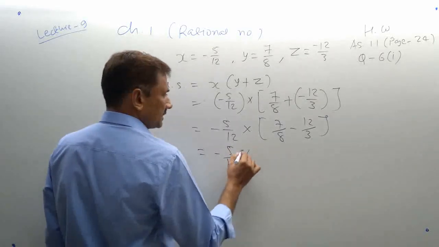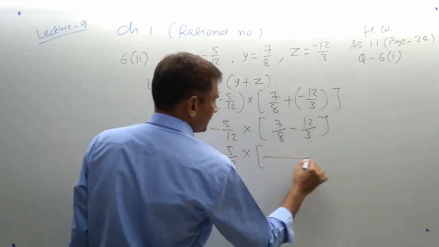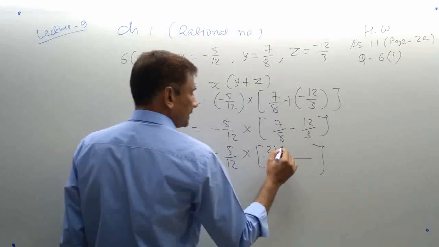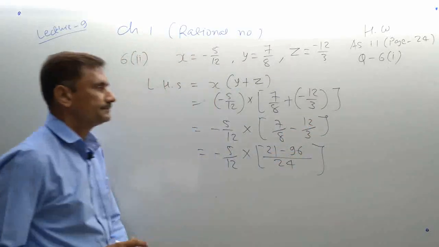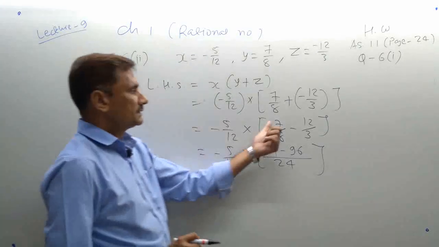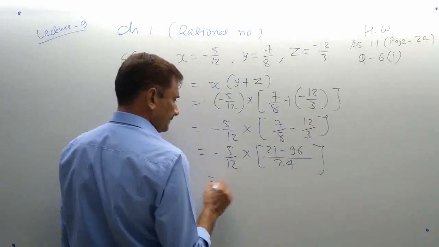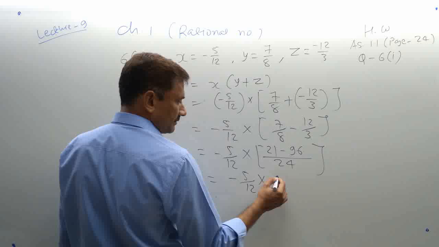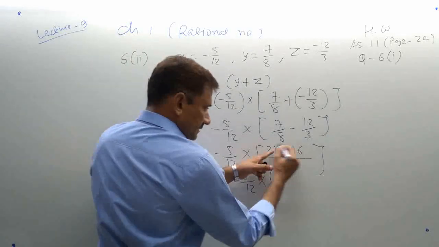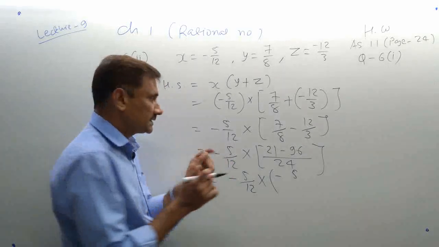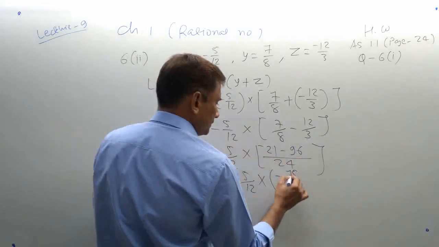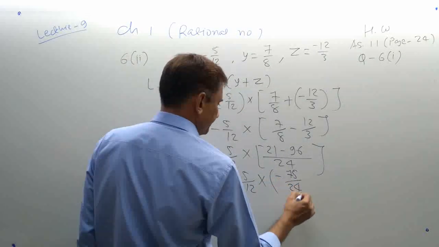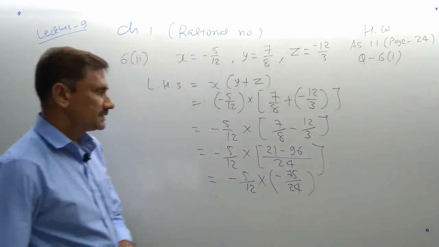Again, just like that, cross multiplication. So it will be 24, 21 minus 96. 7 3s are 21, 12 8s are 96. So now minus 5 by 12 into, now again opposite sign, so subtraction, and the bigger sign is there, so I keep minus here. 6 minus 15, taking the difference means always bigger minus smaller. 6 minus 15, 9 minus 27, 24. Now just look if any cancellation is possible or not.